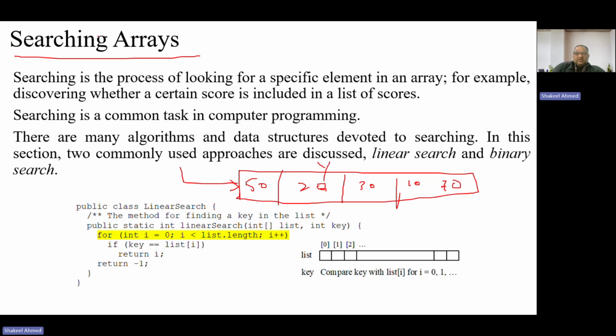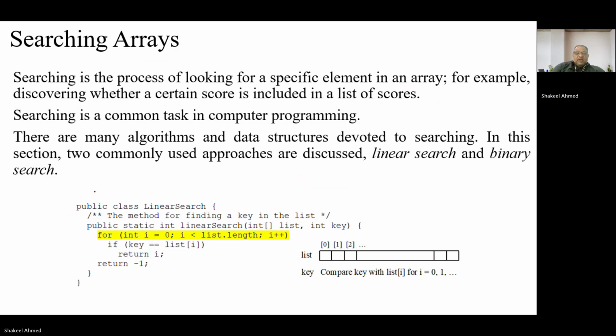Many times it happens that you need to do such jobs in programming. So searching is a common task in computer programming. There are many algorithms and data structures devoted to searching. In this section, the two common approaches that we will be learning are linear search and binary search. It is a very useful technique in programming. You may face situations where you are asked to search in some lists. So how do we do that? We will see.